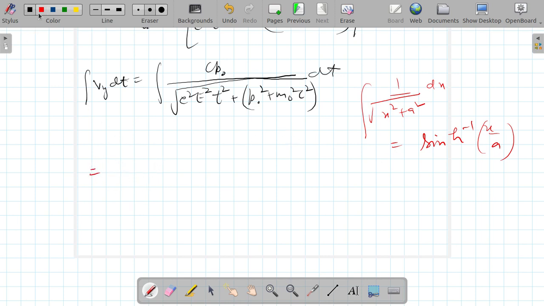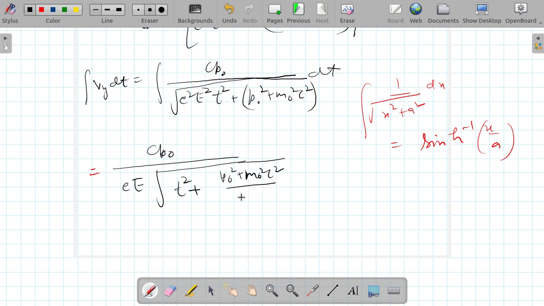So it can be written as cp naught upon e square. It can be taken outside the integral, sorry, outside the root. So if I take it outside the root, it will come as E, and inside it here it will become p square plus p naught square plus m naught square c square divided by E square. So it can be expressed in this form, and it is a dt, right?